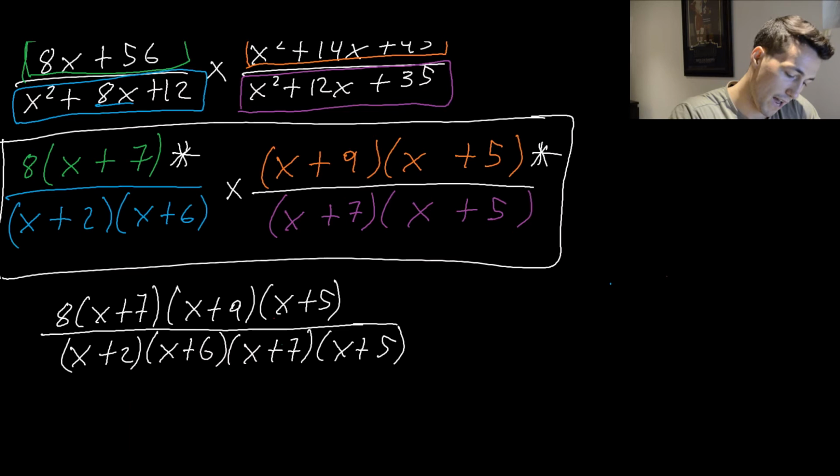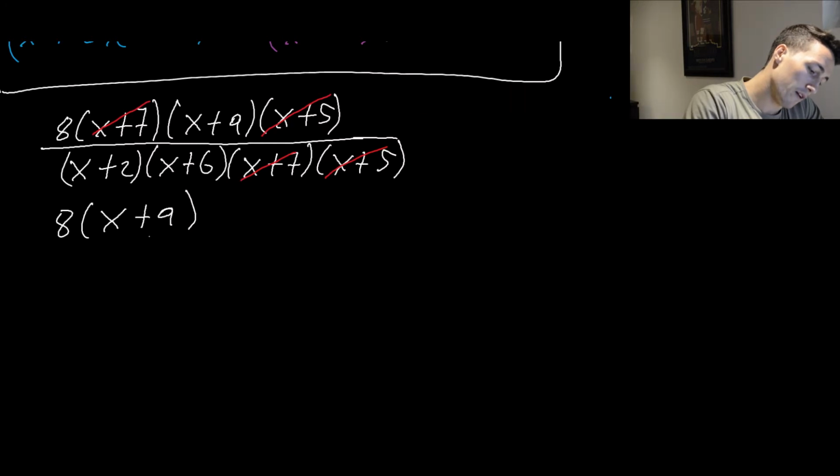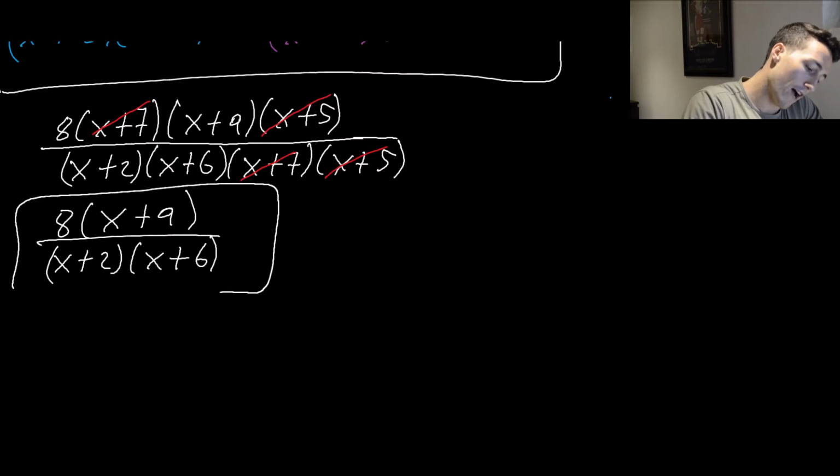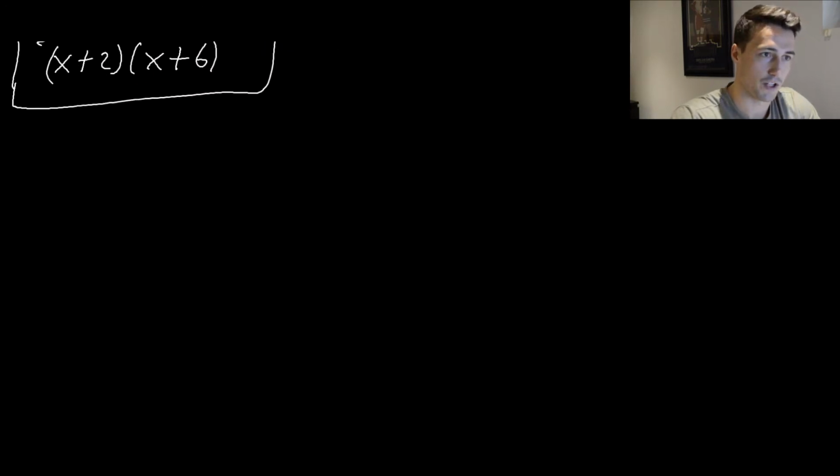We have a common term x plus 5 in the numerator and denominator, so that can be canceled. We also have a common x plus 7 in the numerator and the denominator, so that can also be canceled. And then, see if there's anything else. Doesn't look like it, so we can finish by writing 8 times (x plus 9) divided by (x plus 2) times (x plus 6) as our simplified rational expression. And that was question number 2. So we can now go into question number 3.